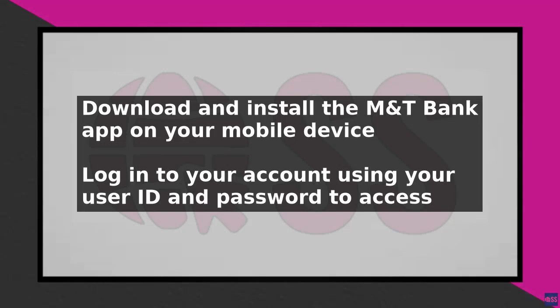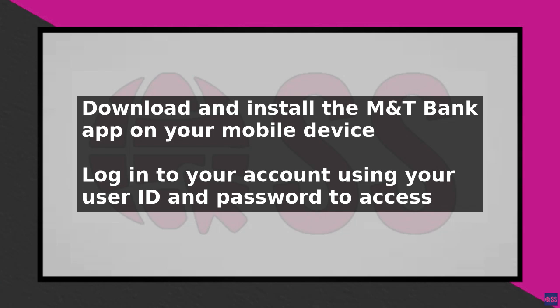To pay bills from the M&T Bank app, start by downloading and installing the app on your mobile device. Once installed, open the app and log in to your account using your user ID and password. If you are a first-time user, you will need to enroll in online banking by clicking on the Enroll Now option and following the prompts.